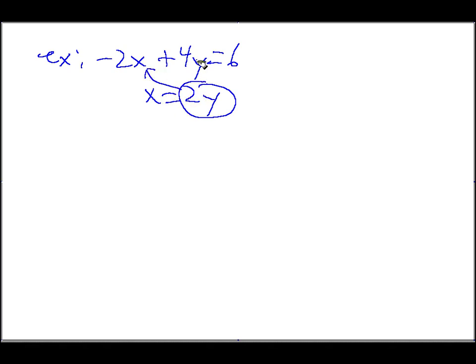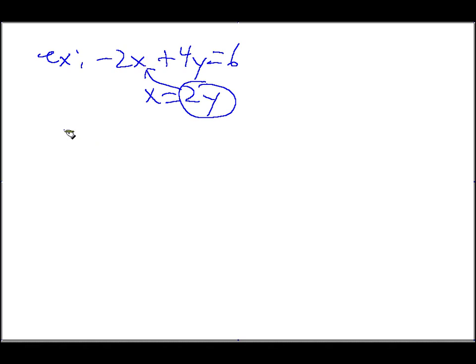So don't plug this in for y, because x is solved for, not y here. X is 2y, so therefore substitute the 2y in for x in the first equation. Since x is 2y in the second equation, I could plug that in for x in the first equation.